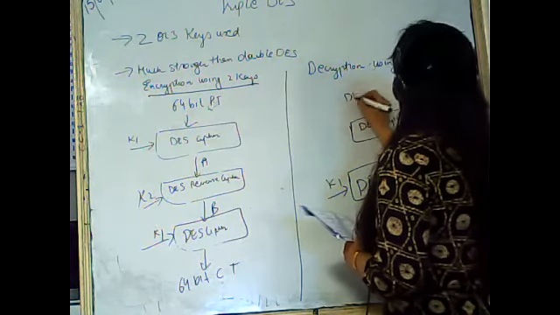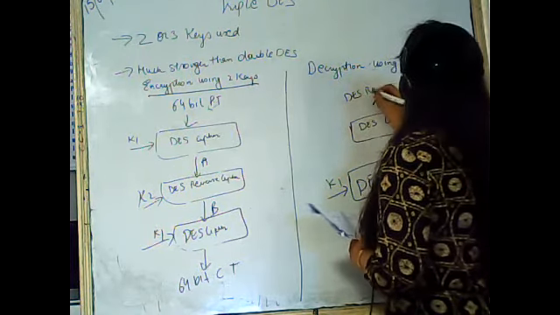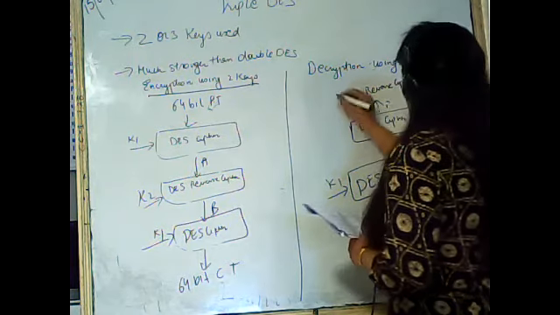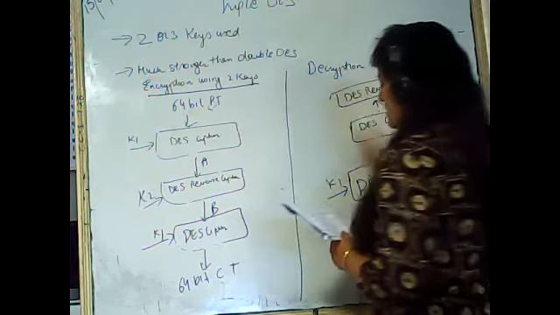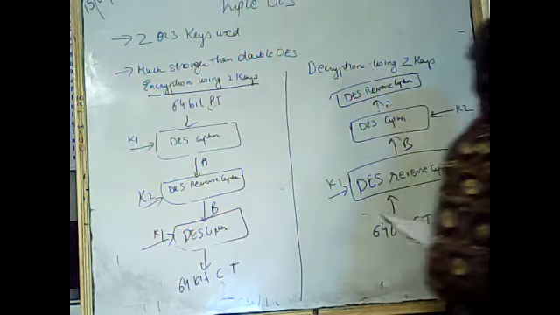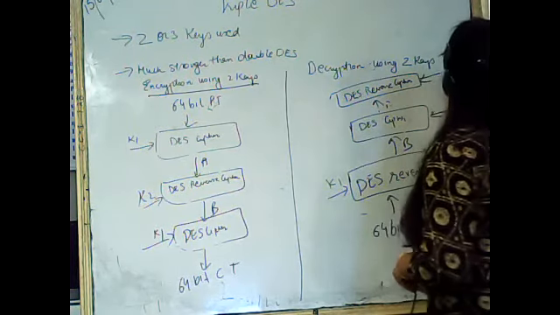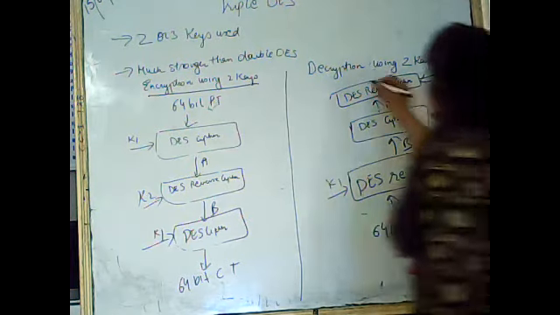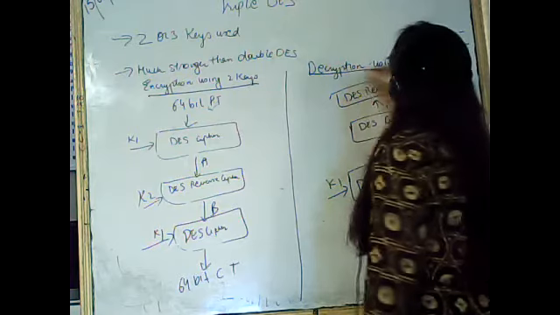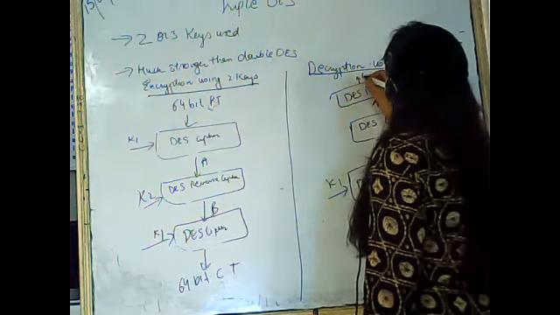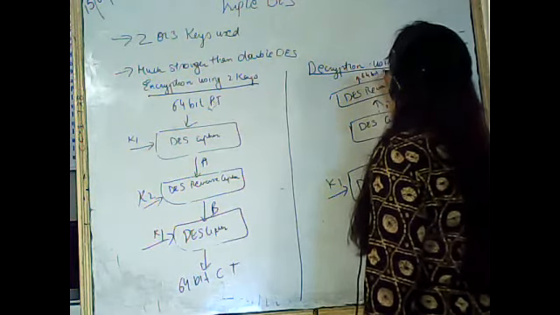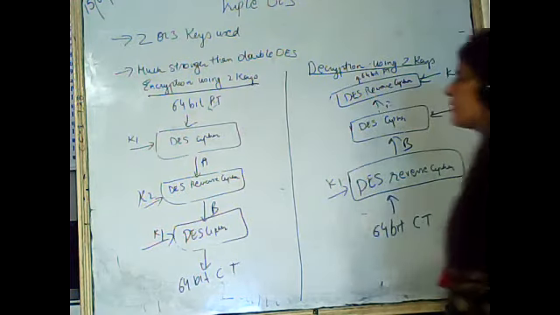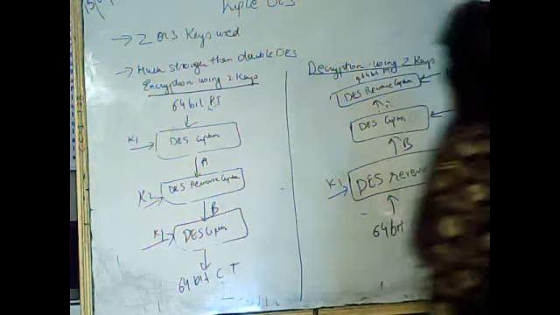So that is DES reverse cipher. Okay, so we are getting DES reverse cipher over here by using the key, and finally we will be getting the 64-bit plain text.